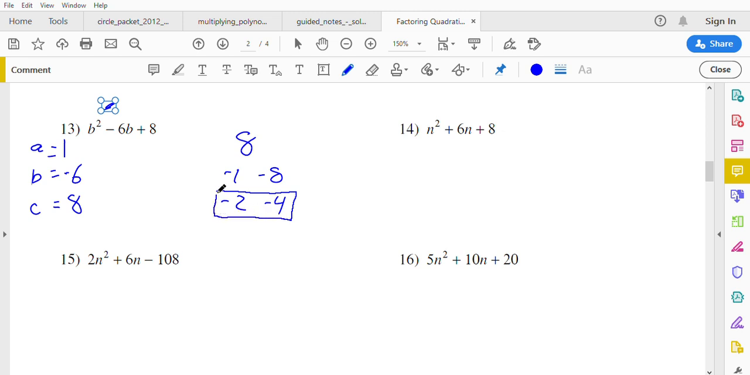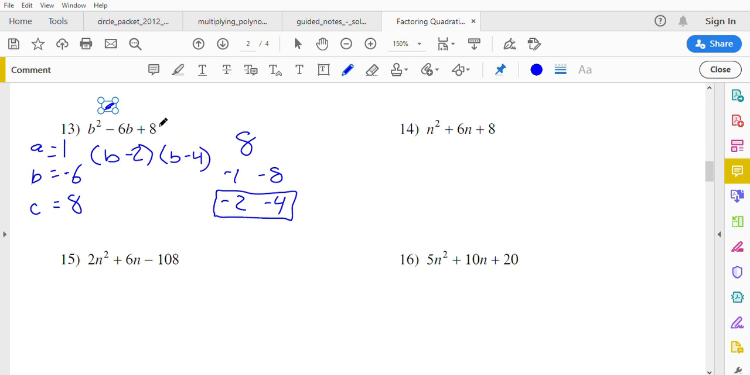Now, if you guys are comfortable with this, you don't have to sit there and list out every factor. I know a lot of you guys are very good with numbers. You know your addition, you know your subtraction, you know your multiplication. You can tell me that the two numbers that multiply to make 8 and add up to -6 are -2 and -4. All you have to do from there is rewrite this in factored form. So say b minus 2 with the -2 from here, and b minus 4. Okay, and this is factored form.